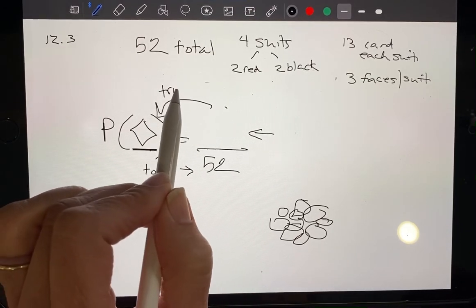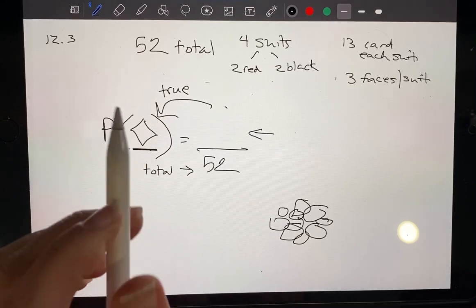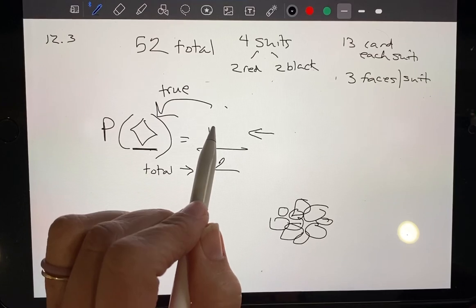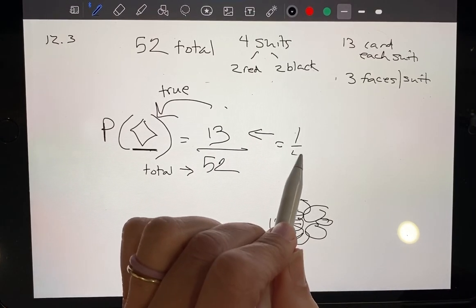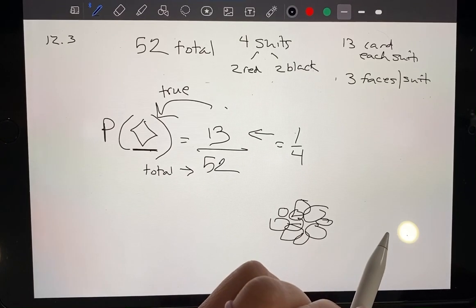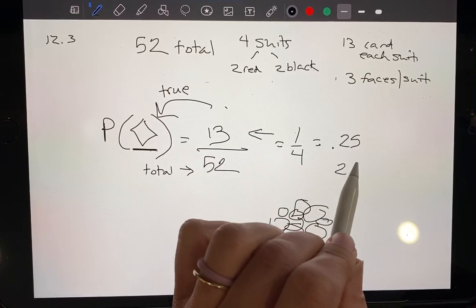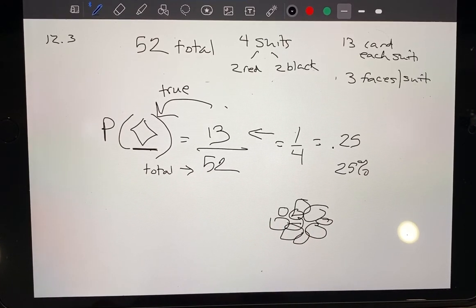So I'm looking for this to be true. So how many ways can I draw a diamond? Well, there are 13 cards in each suit, so there's 13 diamonds. So it would be 13 out of 52, which is the same as 1/4, which is going to be 0.25, and that's going to give us a 25% chance of drawing a diamond.